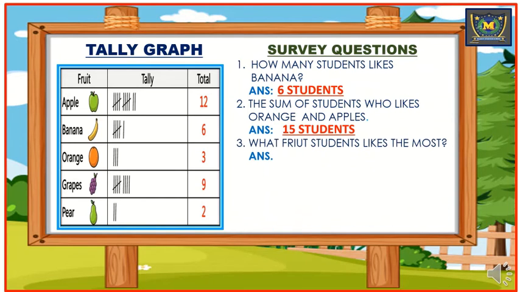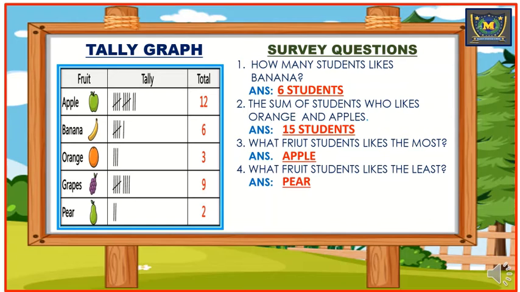Okay? Now next we have, what fruit do students like the most? Which fruit do they like the most? In here, the one with the most tallies is the apple. It has 12 students who chose apple. Okay, for number 4, what fruit do students like the least? Which fruit do they not like so much? In here, we have the pear. So they don't like this much.